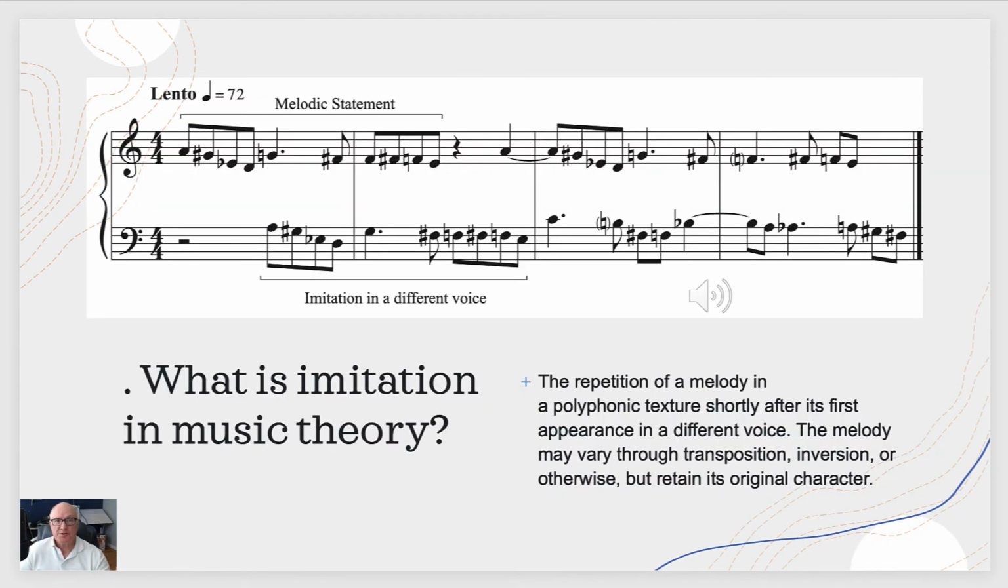What is imitation in music theory? This is a good question. It's the repetition of a melody or motive, usually in a polyphonic texture, shortly after its first appearance in a different voice. This happens in fugues, it happens in inventions, and it happens in all kinds of music. A round is an imitation. So the melody may vary through transposition, inversion, or otherwise, but it retains its original character, which is usually the interval set or the contour. So here's an example by Bartók. Listen to the imitation.